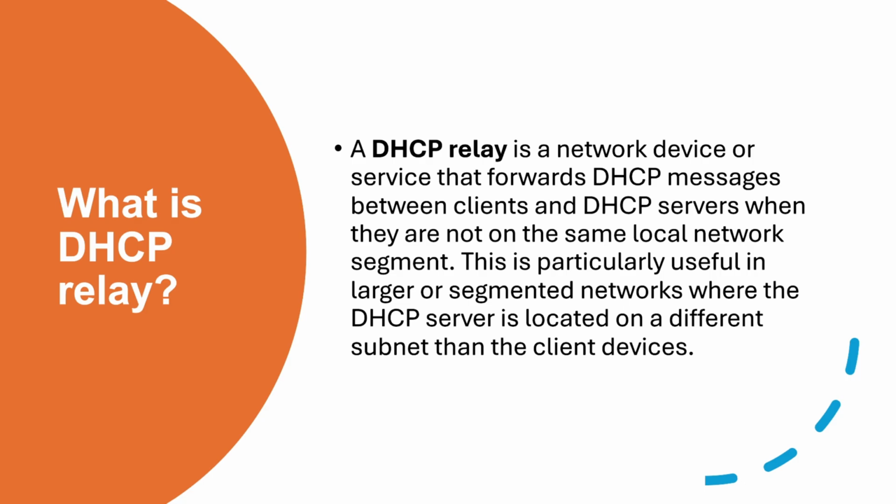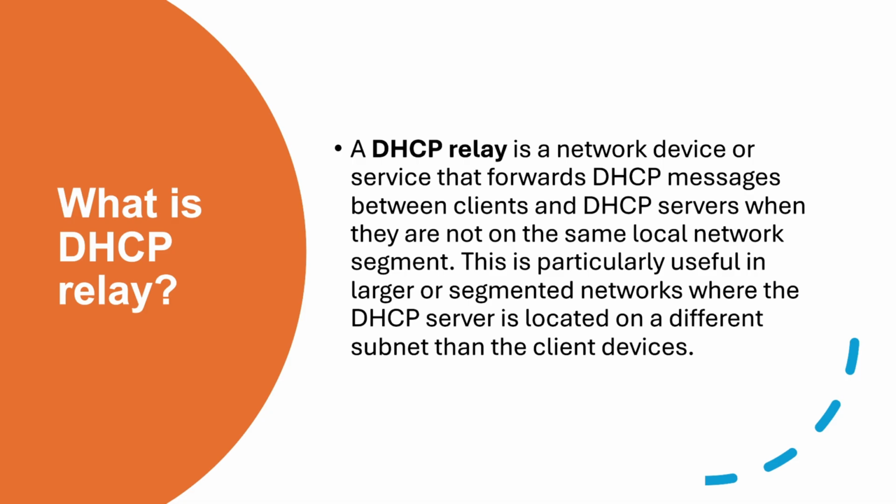This is particularly useful in larger or segmented networks where the DHCP server is located on a different subnet than the client device. अब जो DHCP client है वो ब्रॉडकास्ट मैसेज भेजता है, जो डिस्कवर पैकेट है वो ब्रॉडकास्ट मैसेज होता है. तो अब ब्रॉडकास्ट मैसेज एक नेटवर्क से दूसरे नेटवर्क में तो जाएगा नहीं, because broadcast is within a network. तो उस ब्रॉडकास्ट मैसेज को दूसरे नेटवर्क में डीएचसीपी सर्वर के पास पहुंचाने के लिए हम डीएचसीपी रिले यूज करते हैं. We can say DHCP relay is a channel from client to DHCP server.